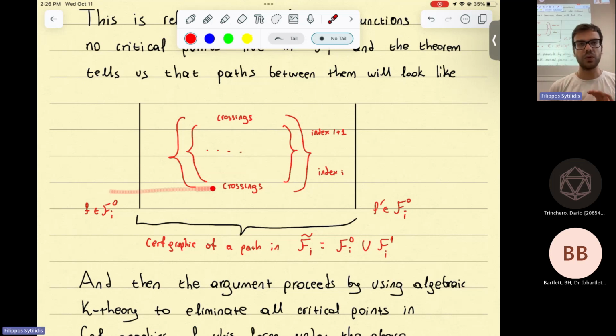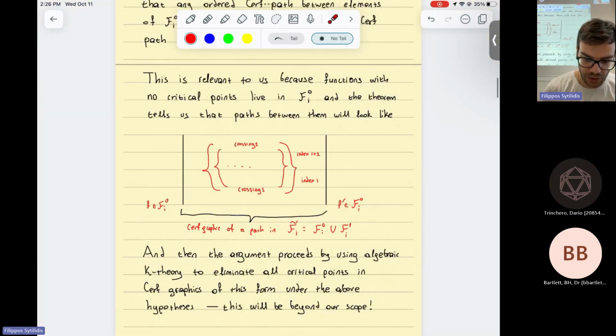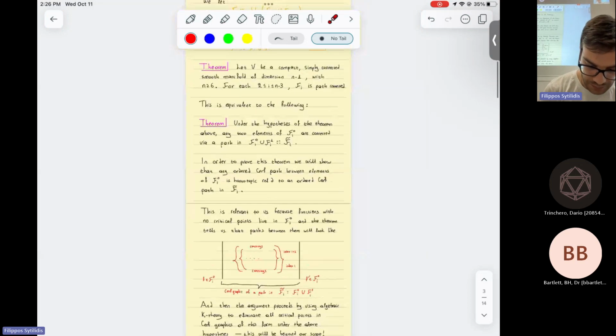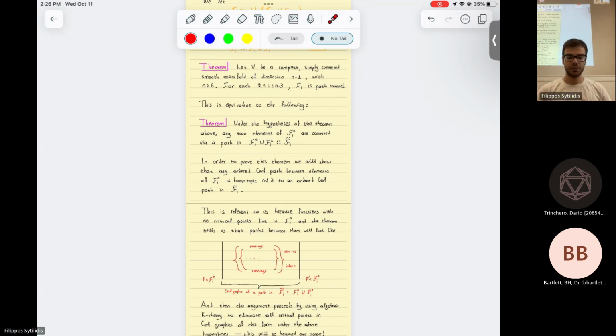Here I'm just showing an example. So in the theorem, I am not supposing that we have to start and end with a function with no critical points. We can start and end with any function in Fi naught. But the way we are going to implement it for the pseudo-isotopy theorem will be starting and ending with functions with no critical points.